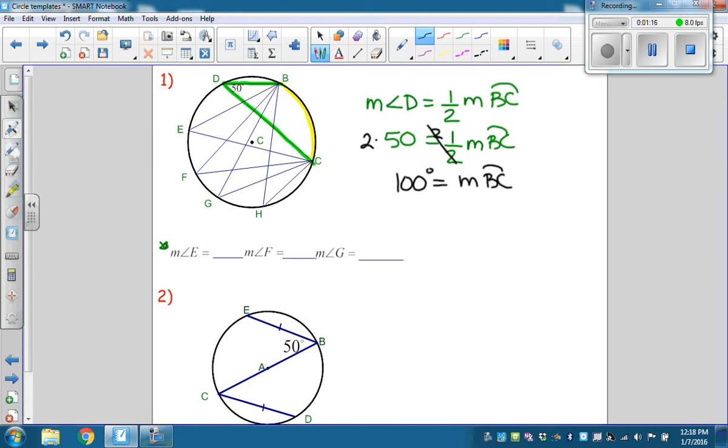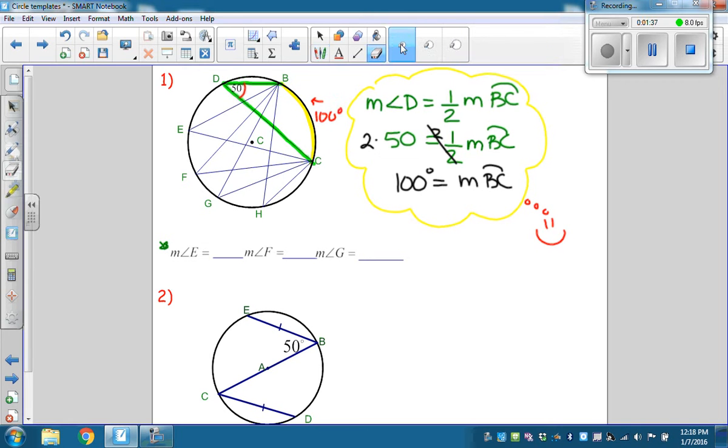As far as all of this work, really, that should be a quick mental math step. But I'm just writing it down so you can follow along with me. So when I see an inscribed angle to be 50, I'm going to look for its intercepted arc, and then right away write down that it's 100, or double whatever the angle is.